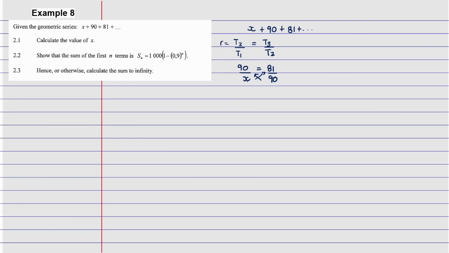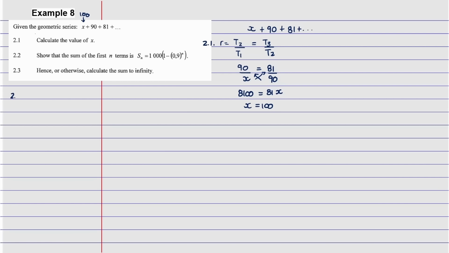So it's going to be 90 multiplied by 90, which is going to give me 8,100, right? Then it's going to be 81x. Divide both sides by 81. You're going to get the fact that x is basically equal to 100. So here, x is going to be equal to 100, right? The next question, so this is 2.1.